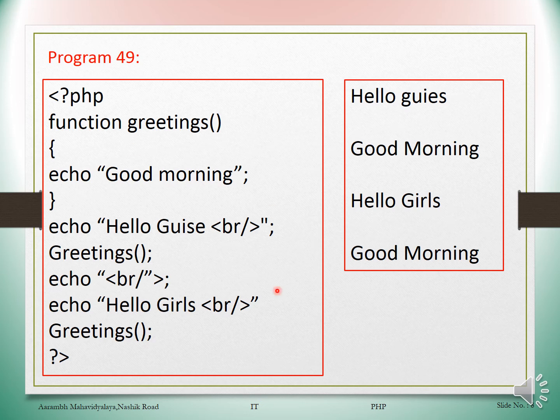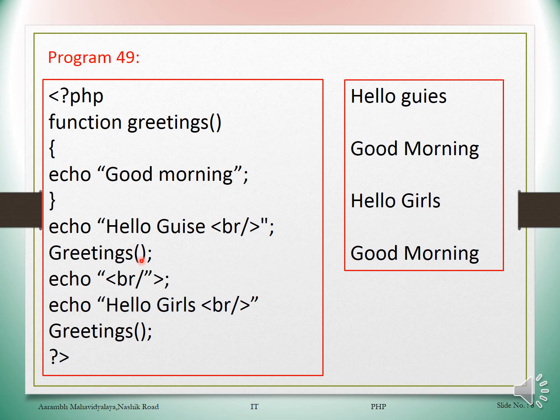Now when we execute this program, the output will be: first of all it will show the line hello guys, then good morning. Then on the next line it will show the message hello girls and then good morning. Now why will our output be like this? See here, first of all the function declaration will not display anything initially. Our first line displayed will be this statement echo hello guys. Clear? Therefore our first line of output will be hello guys. Then we have provided a break. Here we will get one blank line.